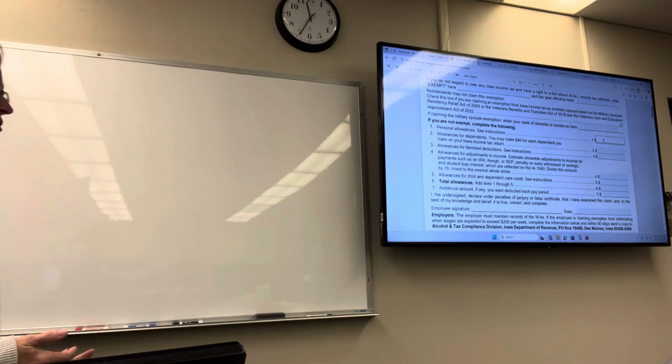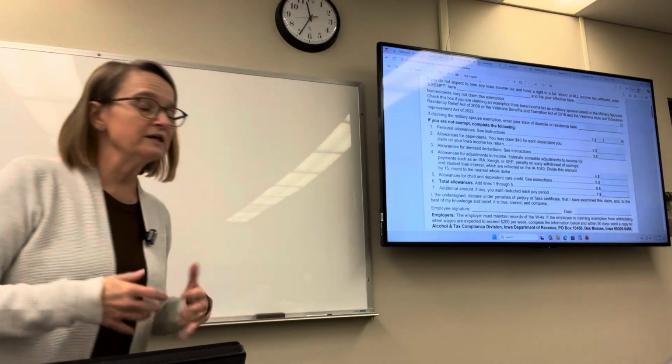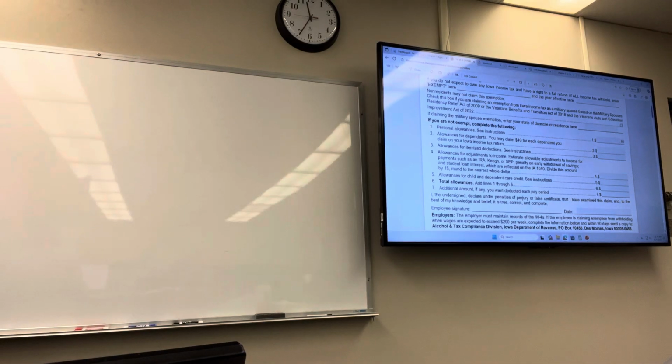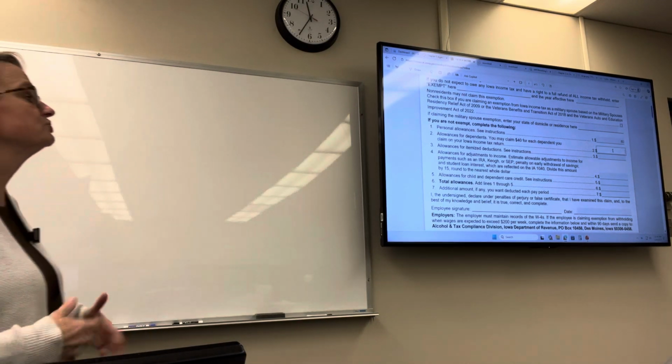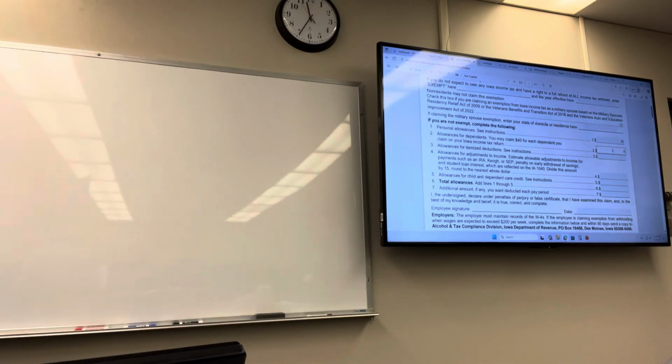So let's just say you're head of household in this instance, then you would enter 80 because you get 40 for yourself, and then you get an additional 40 because of that filing status for head of household. Then you get $40 for each of your dependents. So if I had 2 kids and was filing as head of household, I'd enter 80 here as well. Again, these are dollar amounts.